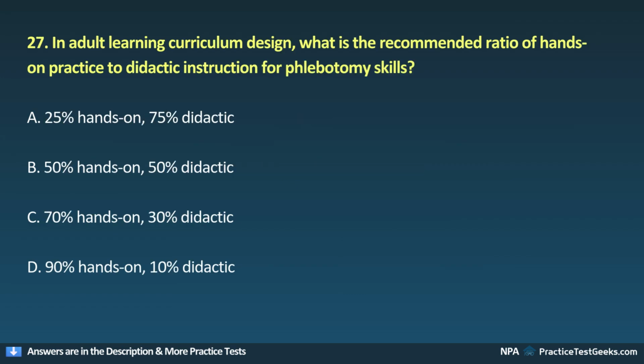27. In adult learning curriculum design, what is the recommended ratio of hands-on practice to didactic instruction for phlebotomy skills? A. 25% hands-on, 75% didactic. B. 50% hands-on, 50% didactic. C. 70% hands-on, 30% didactic. D. 90% hands-on, 10% didactic.